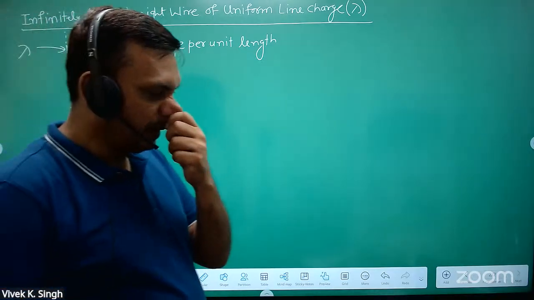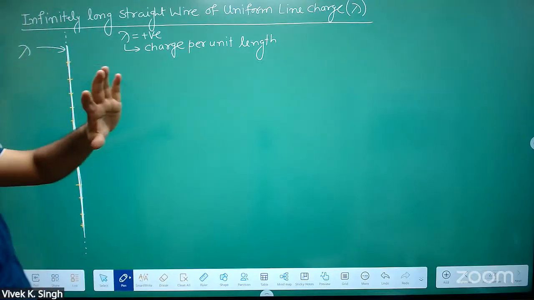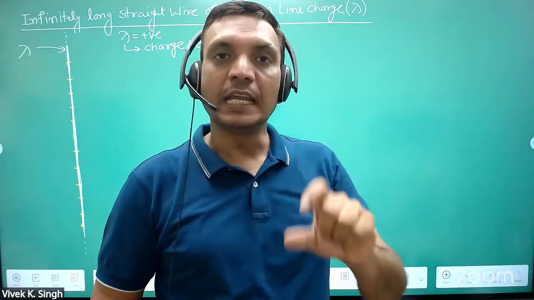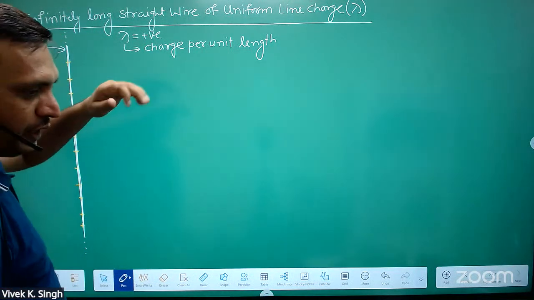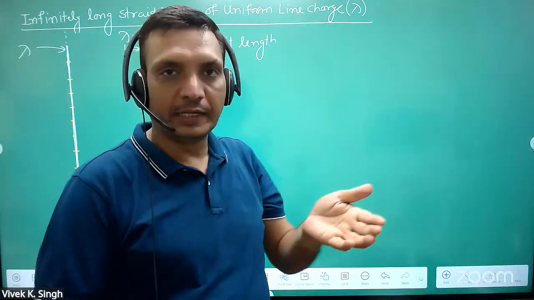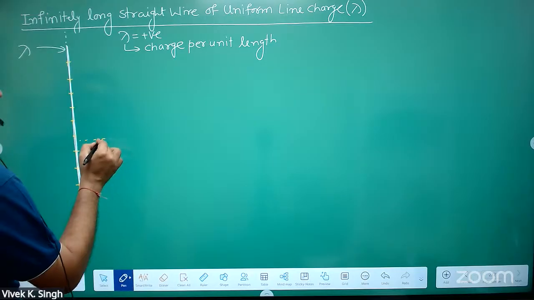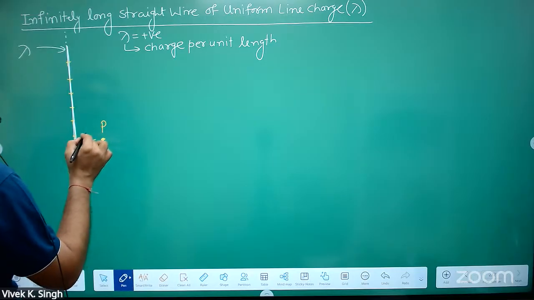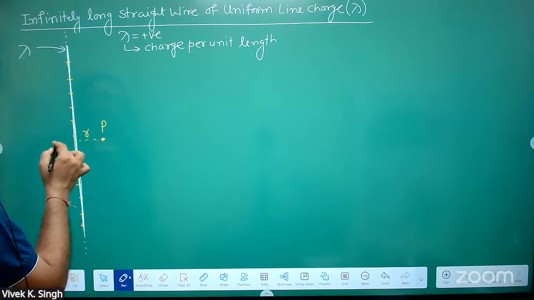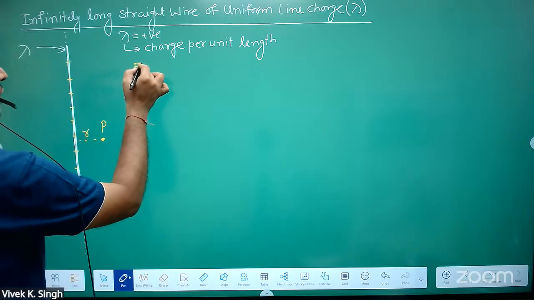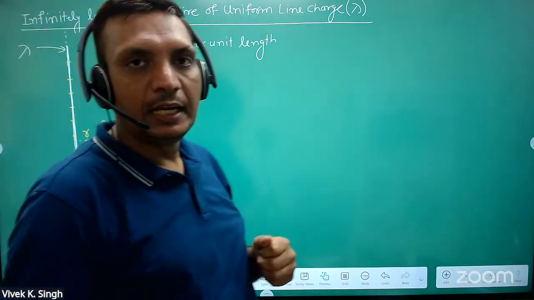And this wire is infinitely long. Under this assumption only, we can apply the Gauss law, because when the wire is finite, field at different points will be different. But in this symmetry, it will be a function of r only. Let's say at any point P, r distance away, field will be same. It is only a function of r. So electric field will be a function of r only if it is infinitely long.